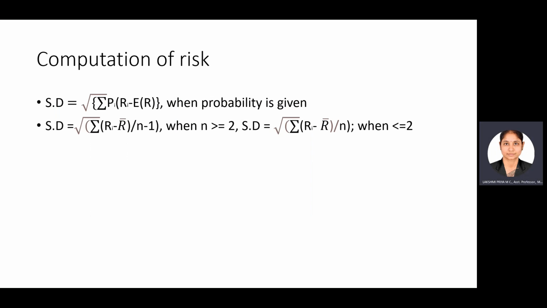So to calculate the risk, you have to use the standard deviation, which is a measure of the values of the variable around its mean, or it is the square root of the sum of the square deviations from the mean divided by the number of observances. The arithmetic mean of the returns may be the same for two companies, but the return may vary widely. So the formula to calculate standard deviation when probability is given and when probability is not given is shown in this slide.